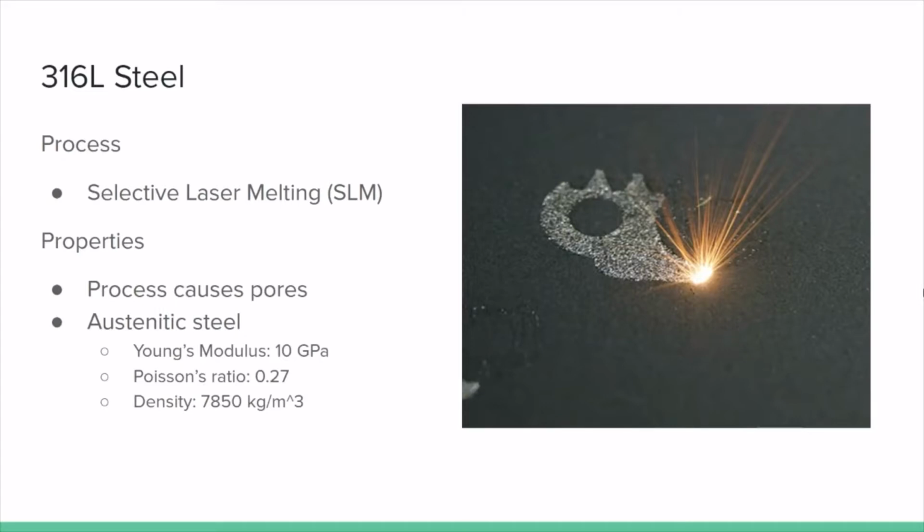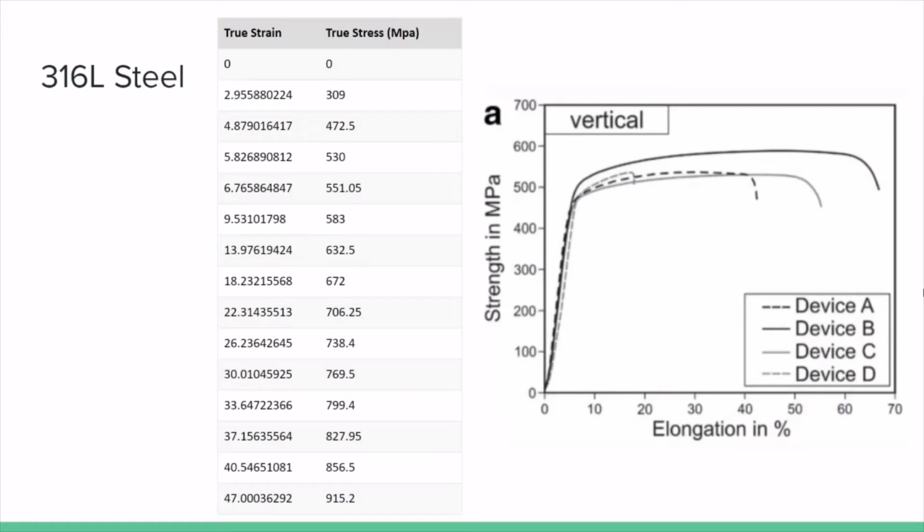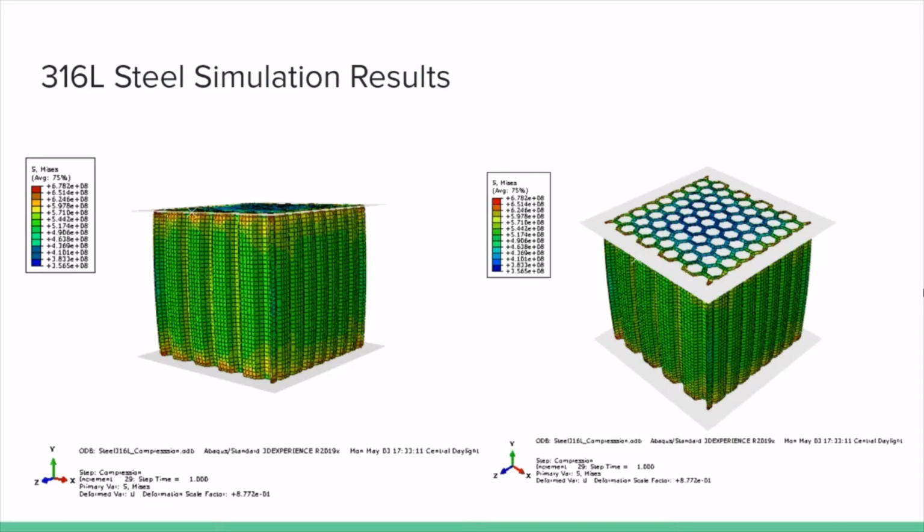316L stainless steel is an austenitic steel, so its hardness and strength cannot be controlled by heat treatment, but it can be controlled via cold working. These are the typical properties for this steel. And these are some values that are given for a paper investigating 316L steel specifically for SLM printing. These are the simulation results for 316L steel.